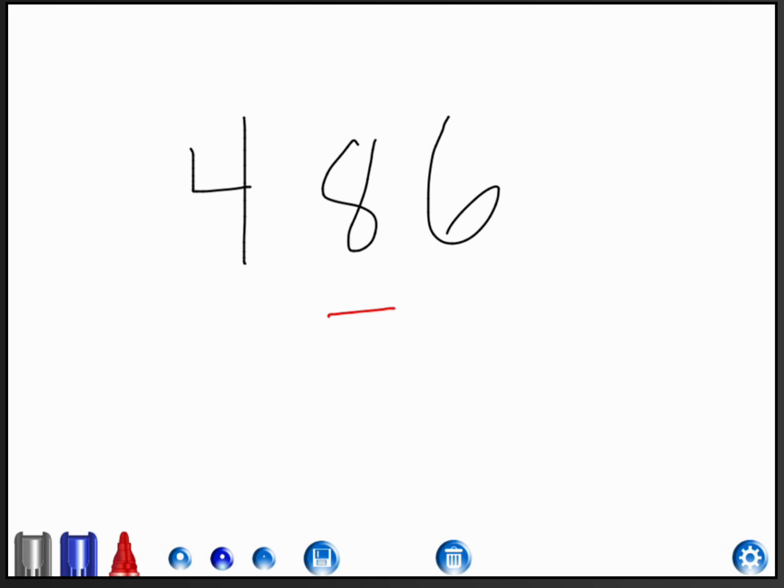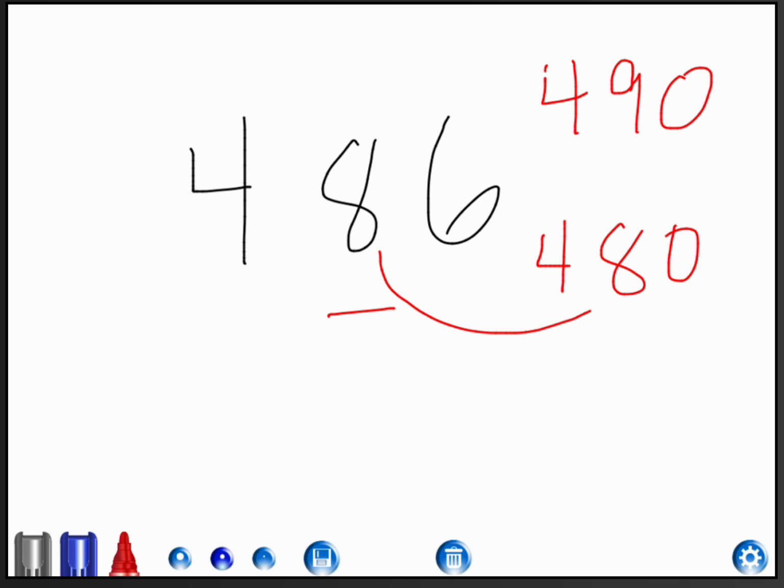We're going to think about what if 86 was to round up, what it would round up to, and it would round up to not just 90 in this case, but we've got to remember that the 4 is there, so it would round up to 490. If it was going to round down, it would round down to 480. Remember, when it rounds down, that 8 stays right there. We don't go down to 7, we stay at 8.